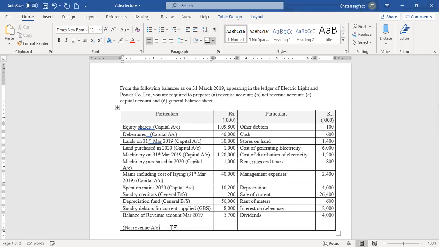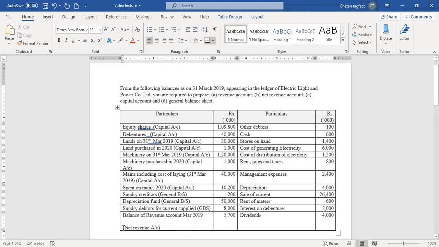So this is the last year balance. When you're preparing the net revenue account, first we bring down the last year balance that is given in the problem, and then you bring down the current year balance of revenue account into the net revenue account.